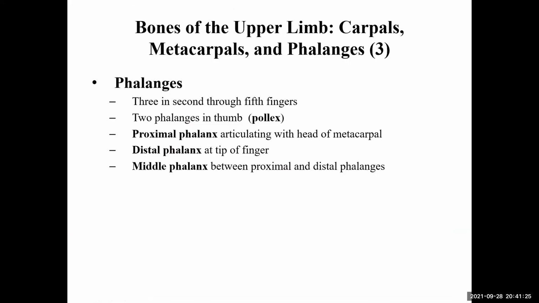Then finally, we have our phalanges. The phalanges are going to be the actual digits. So we see the phalanges in your fingers. So digits 2 through 5 will have 3 phalanges in each finger. Your index finger, your middle finger, your ring finger, and your pinky each have 3 phalanges. The thumb, also known as the pollex, only has 2. If you don't believe me, count your knuckles.